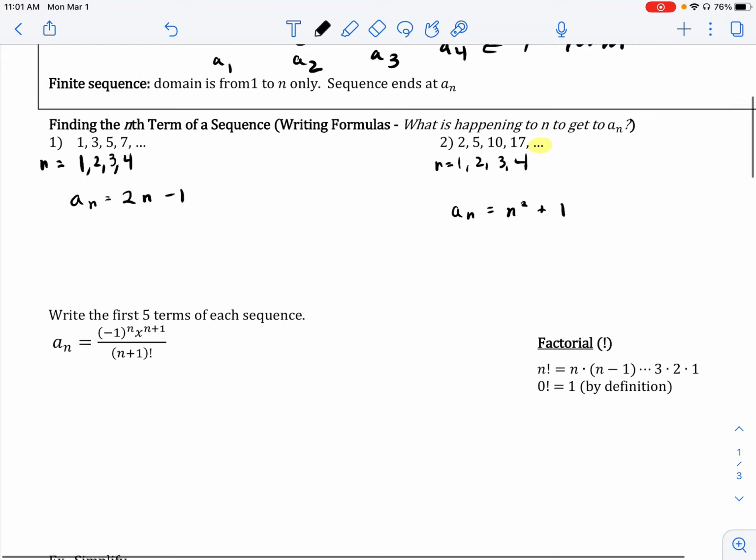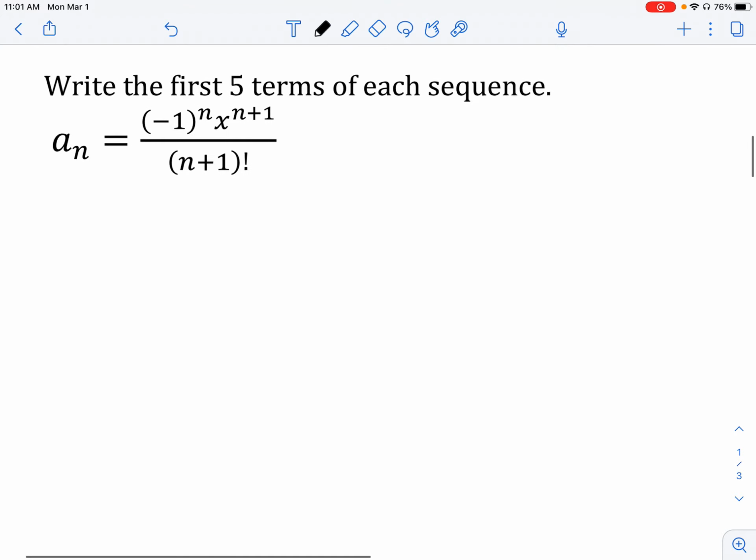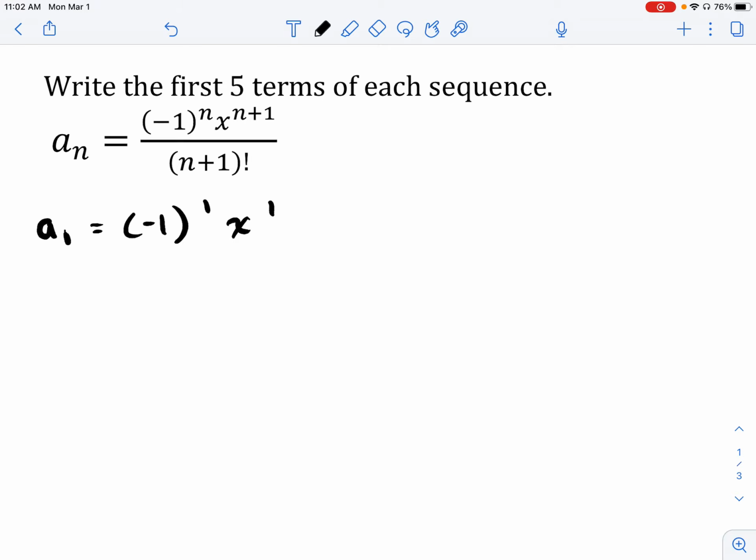All right, now let's go the other way around. Now let's take a look at some sequence where you're given a sub n and you just want to generate a certain number of terms in the sequence. So this is not that different from just evaluating a function, right? So if I wanted to find a sub 1, this would be equal to negative 1 to the 1 power times x to the 1 plus 1 all over 1 plus 1.